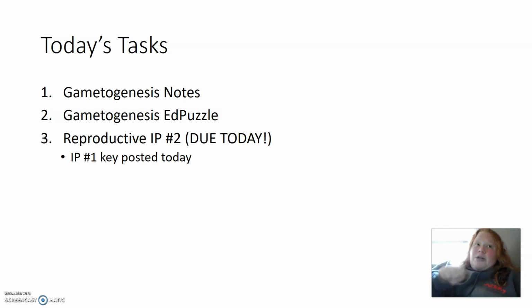That reproductive IP number 2 has a lot to do with menstrual cycle and hormones, which we haven't covered in class yet, but it is in the reading that goes with IP number 2, which coincidentally is the same reading as with IP number 1. I'm going to repost it, but if you know where it is on your computer, you don't necessarily need to download it a second time because it's the same reading. There are different readings for IPs number 3 and 4, which will be posted next week.